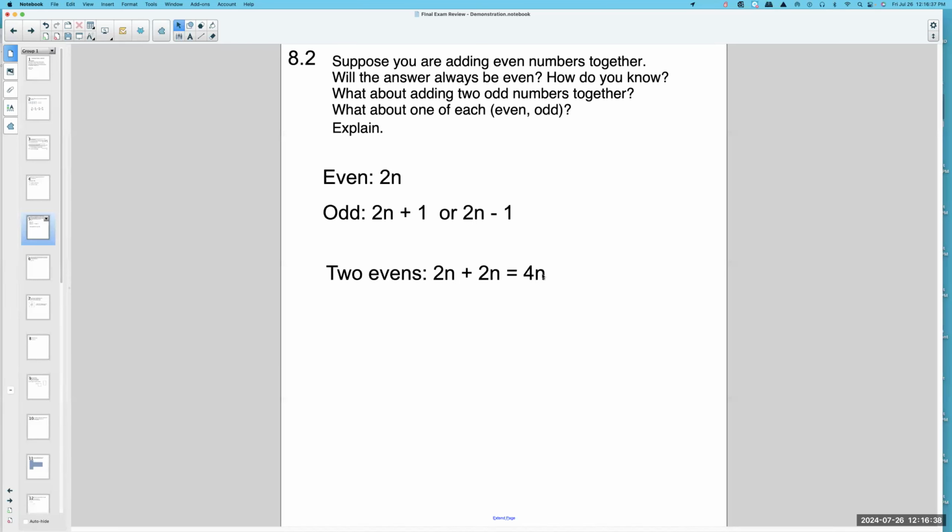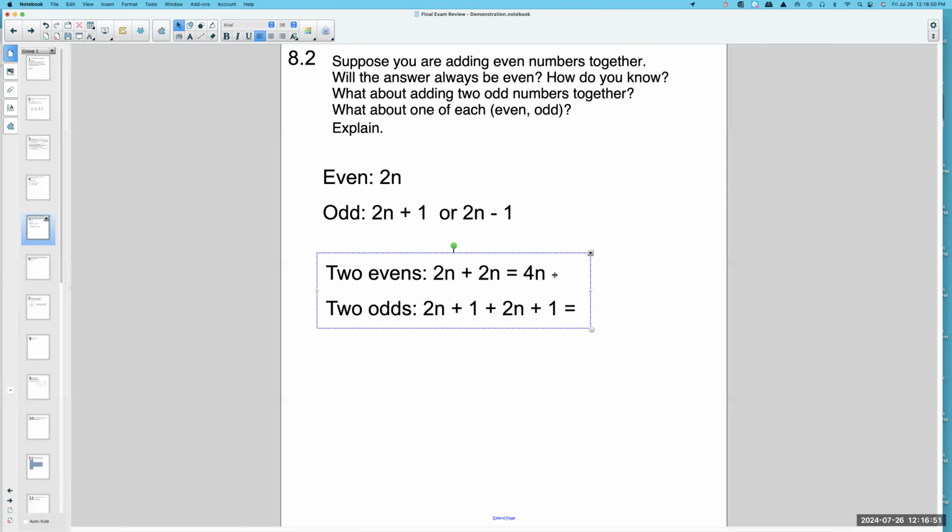What if I add two odd numbers together? So I would have like a 2n plus 1, and let's say I'm adding another odd, 2n plus 1 or minus 1. 2n and 2n is 4n. 1 and 1 make 2. That 2 becomes another n, basically. I have another pair, so it's still even.